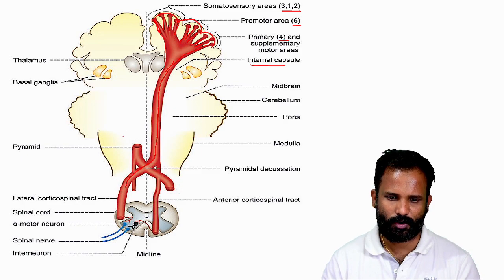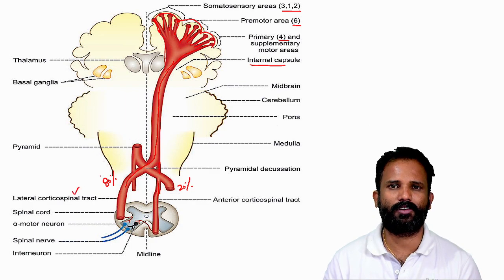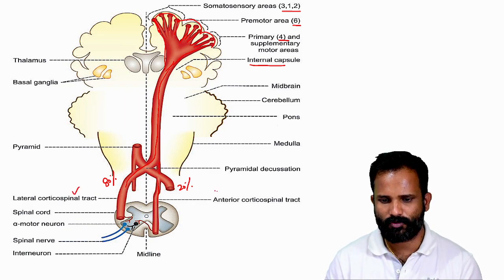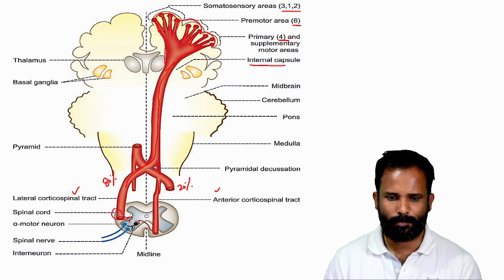They will cross to the opposite side. How much? 80% crosses to the opposite side and 20% remains uncrossed. And these crossed fibers we call the lateral corticospinal tract, and these 20% which are uncrossed we call the anterior corticospinal tract, depending upon their location in the spinal cord.